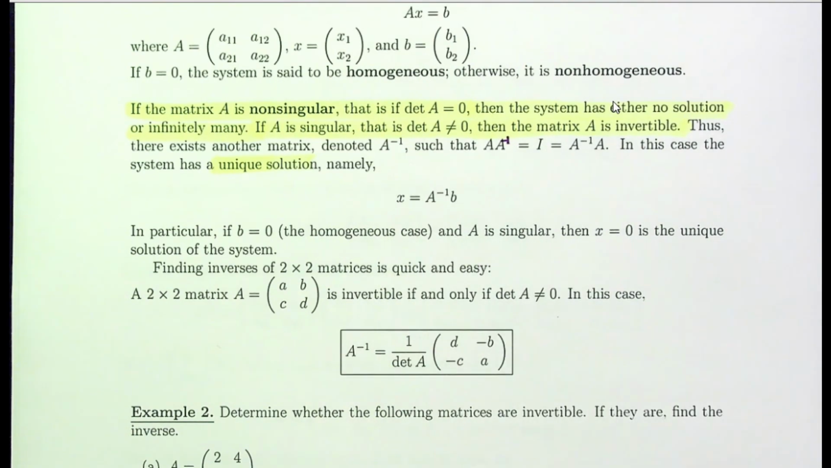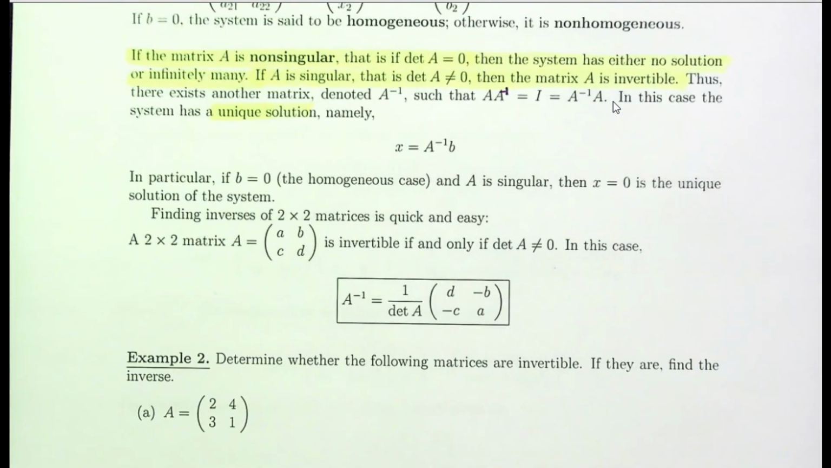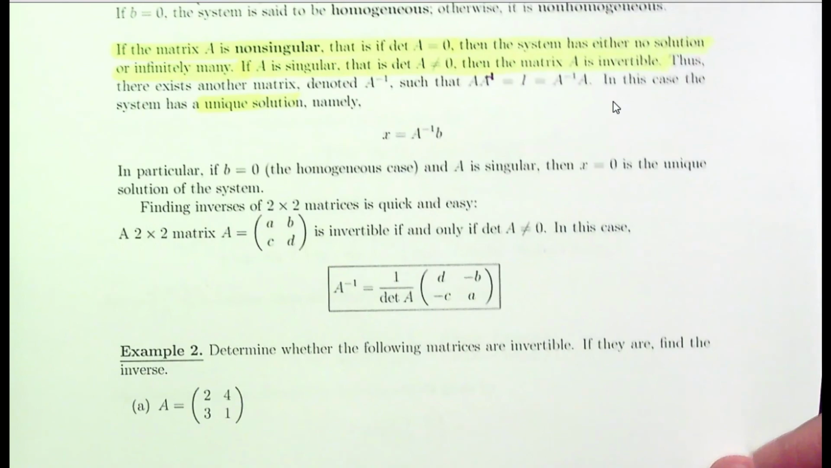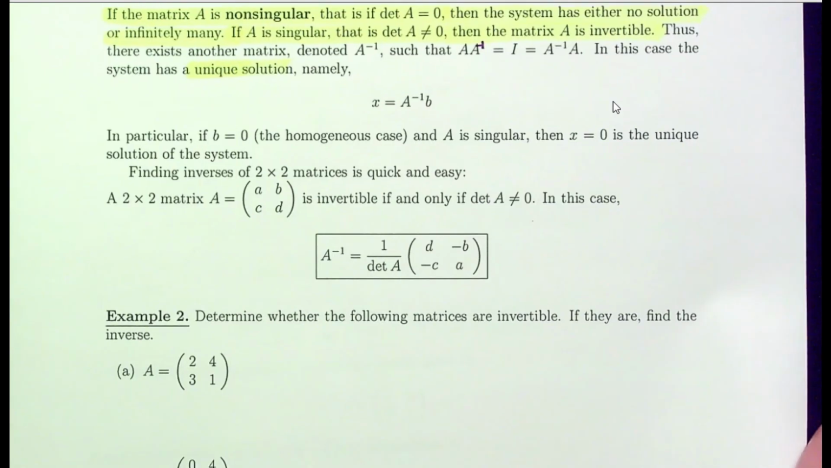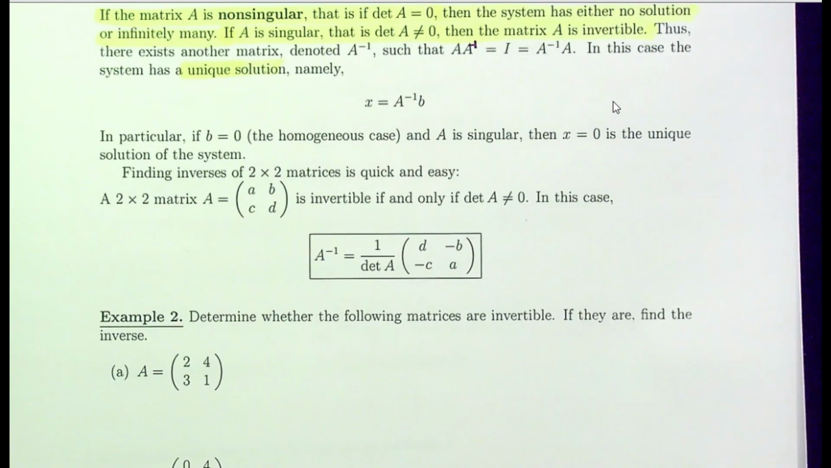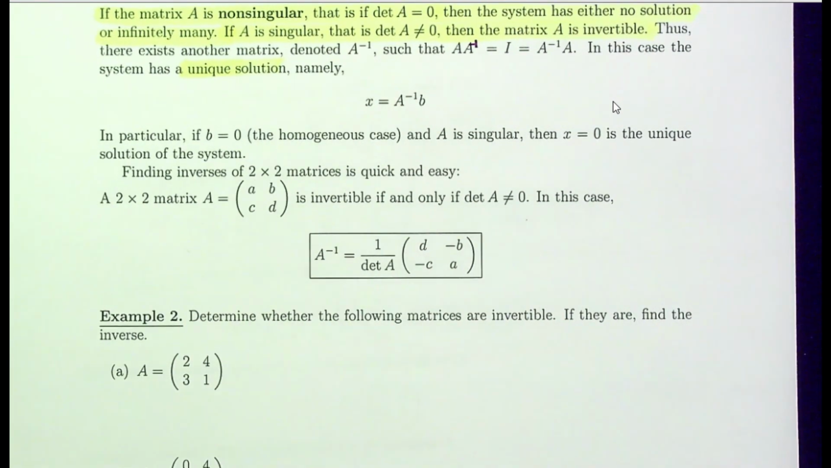Well, in general, there is a procedure that you learn in linear algebra. For the 2x2 case which we're interested in, we're not going to go through that procedure. There's just a little formula that you can use that is very, very quick and easy. And here's the formula for finding the inverse.